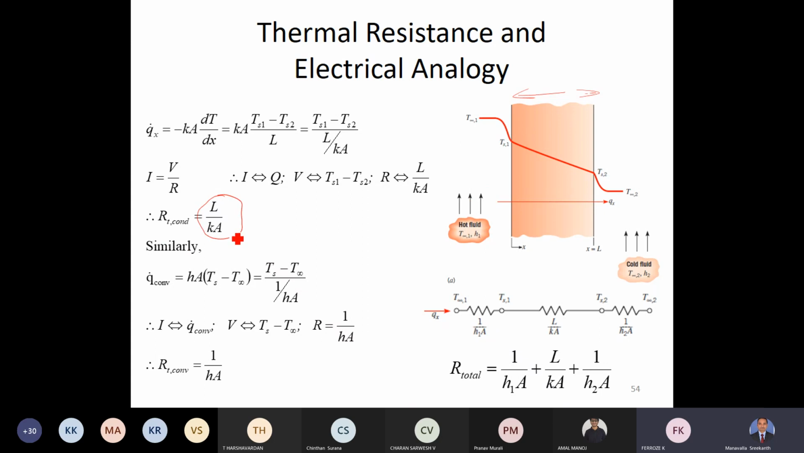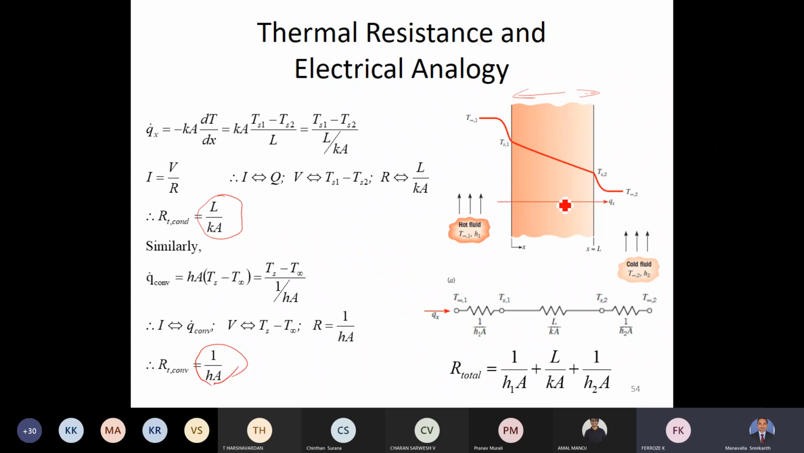You can see from this formula that the larger the L, that means the larger the thickness, more resistance will be offered. The larger the conductivity, lesser resistance will be offered. The larger the area, lesser resistance will be offered. That means if you want to conduct more heat, then you have to reduce the thickness, increase the conductivity and increase the area available for conduction.